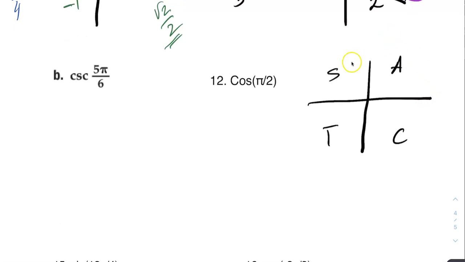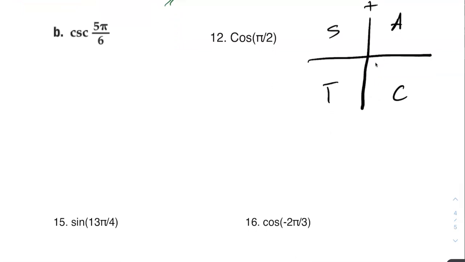This tells you where everything is positive at. That's what this is. This is a sign chart for trig. It tells you where everything's positive at. So A stands for all. Everything's positive in quadrant 1. S stands for sine. Only sine is positive in quadrant 2. T stands for tan. C stands for cosine. And again, this is telling you where stuff is positive. So let's break it down.